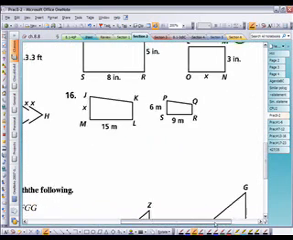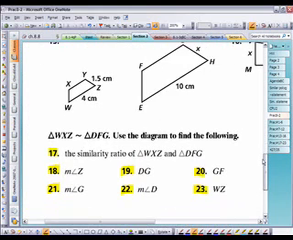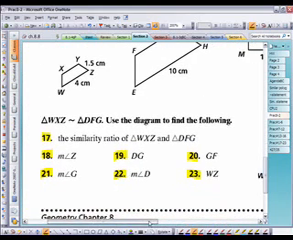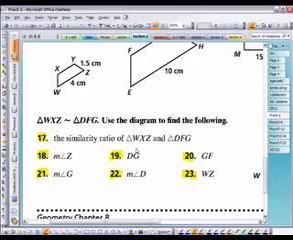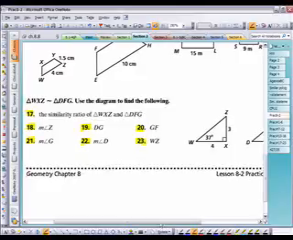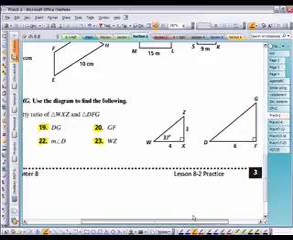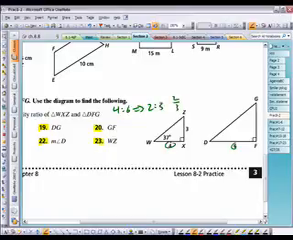No. All right, so now, given that triangle WXZ is similar to triangle DFG, we want to find out the following answers. Let's try to get everything here in one screen a little more. Okay, so the similarity ratio from WXZ to DFG. So you have to match up corresponding pieces. So from this one to this one, the only things that match up are the 4 to 6. So we can say 4 to 6, which goes to 2 to 3, or 2/3 if you prefer.